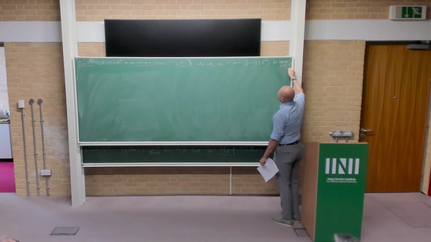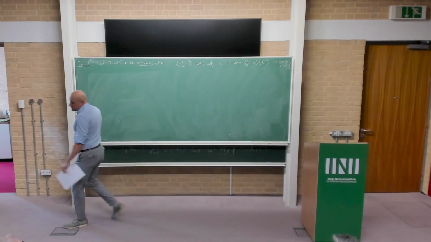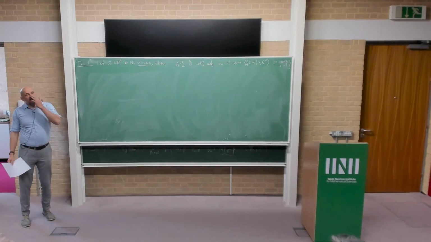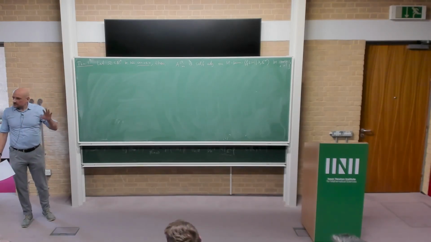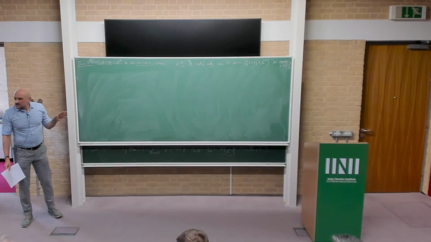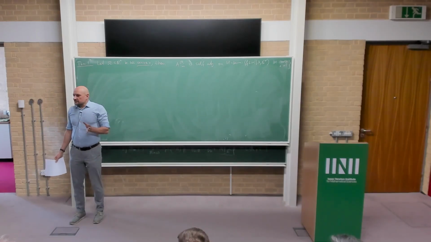Just for people who don't visit the convex world very frequently, convex domains are always Lipschitz. I mean, any bounded convex domain is Lipschitz. It means that the normal vector is defined at least almost everywhere.